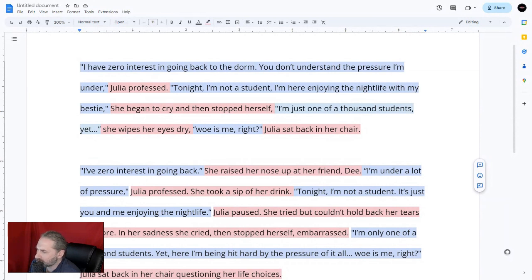Tonight, I'm not a student. I'm here enjoying the nightlife with my bestie. I'm just one of 1,000 students, yet woe is me.